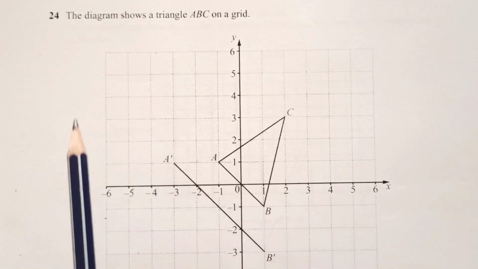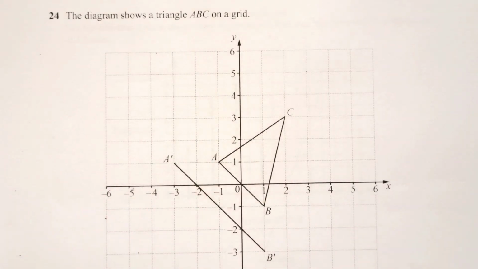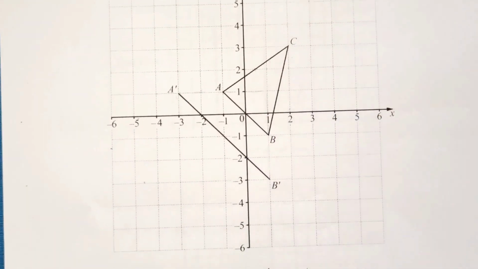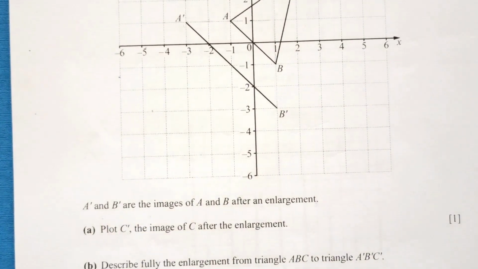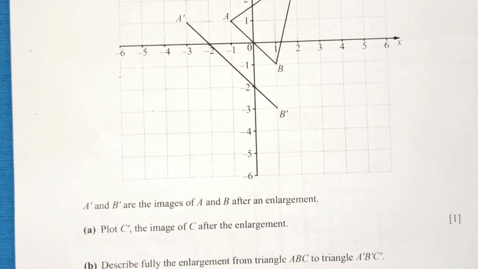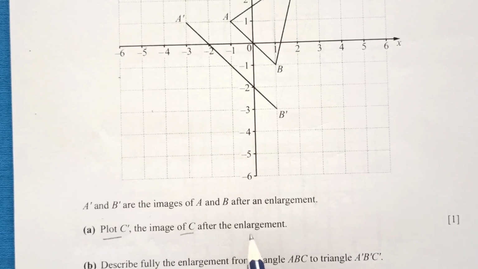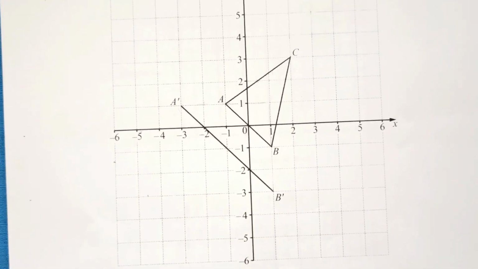Question 24. The diagram shows a triangle ABC on a grid. You can see the triangle ABC here, and then we have here points A dash and B dash are images of A and B after an enlargement. So the question is, plot C dash, the image of C after the enlargement. So we need to plot the image of C.